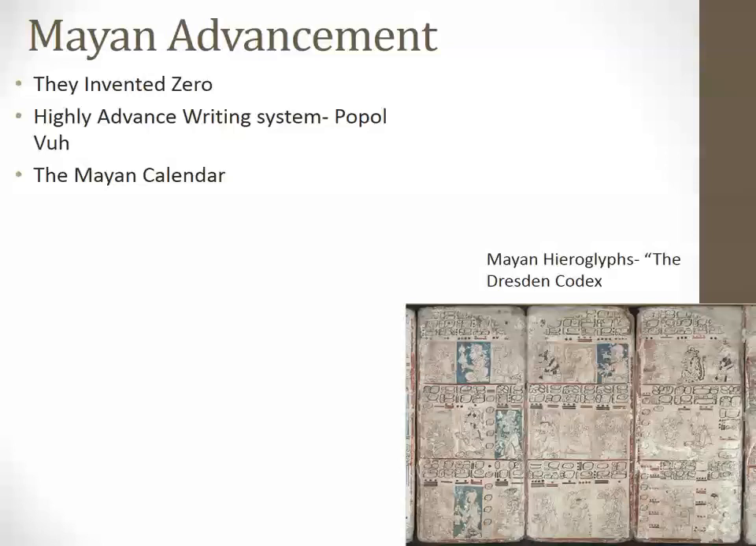image from the Dresden Codex, which is the name of one of the Mayan books that survives, and it depicts the Mayan hieroglyphs. The Mayans had a highly advanced writing system, and we did decipher it. It took a genius, but we did decipher it in the late 20th century.